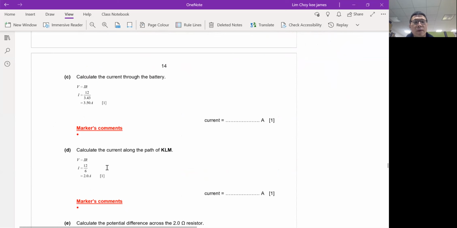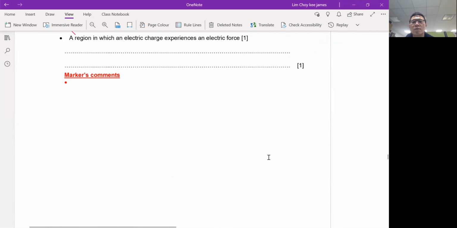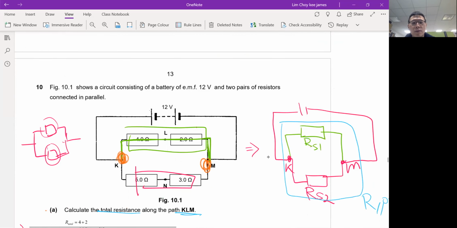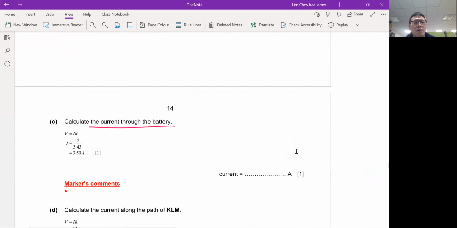Then the current through the battery. The current through the battery refers to the total current going through the whole circuit. The easiest way is to use Ohm's law: the total voltage equals the total current followed by the total resistance. The total voltage is the EMF.